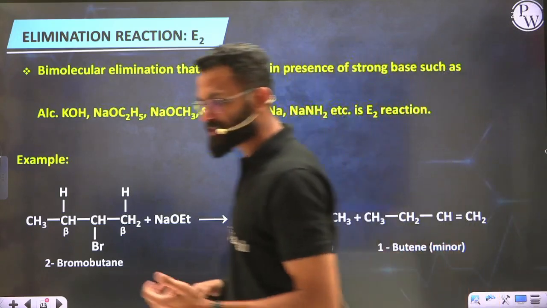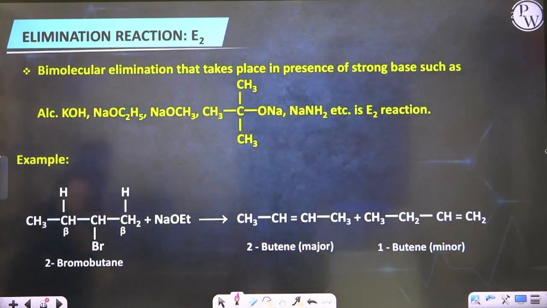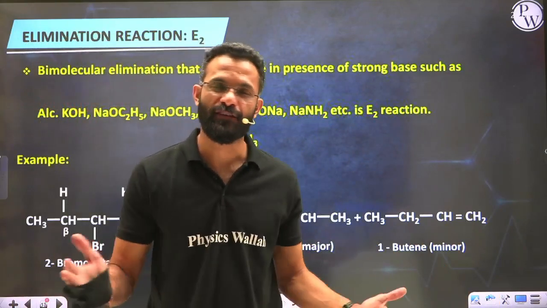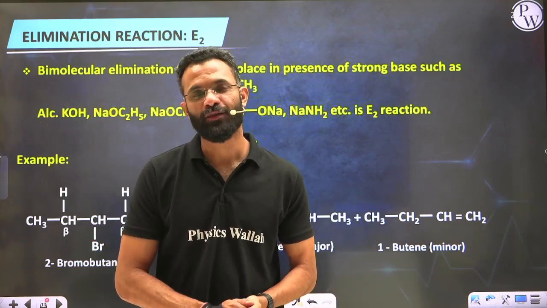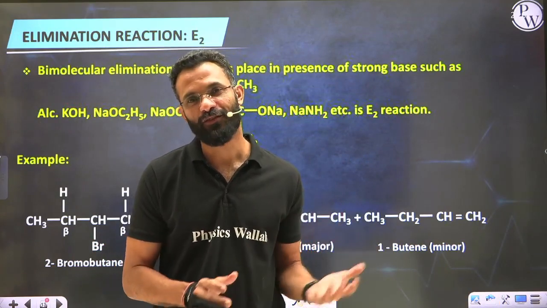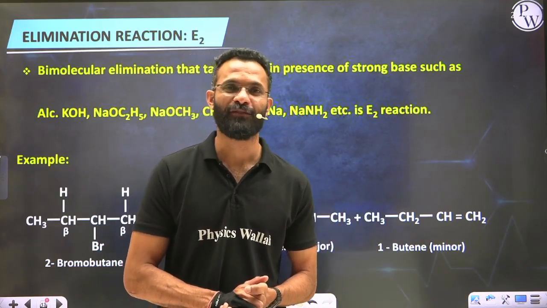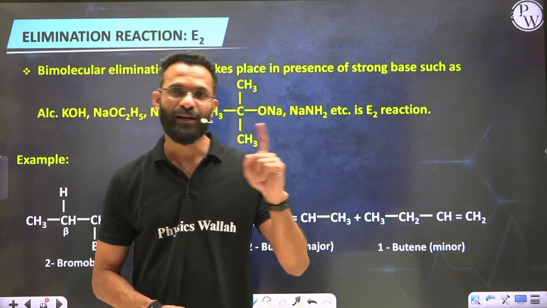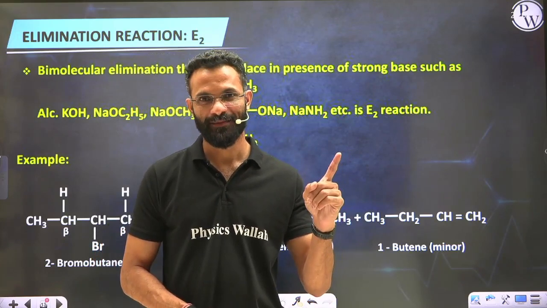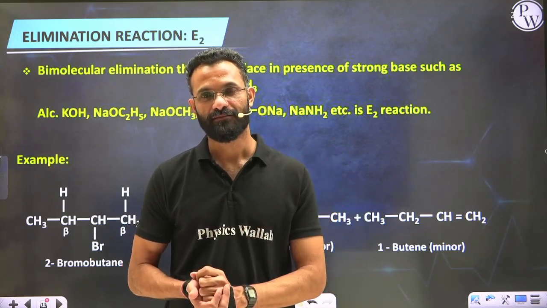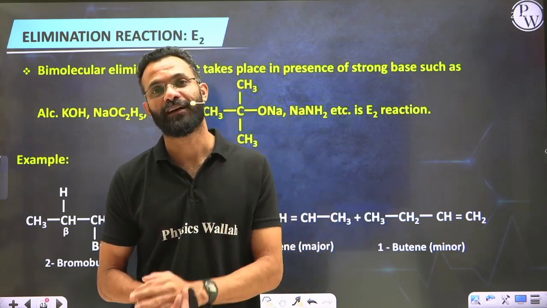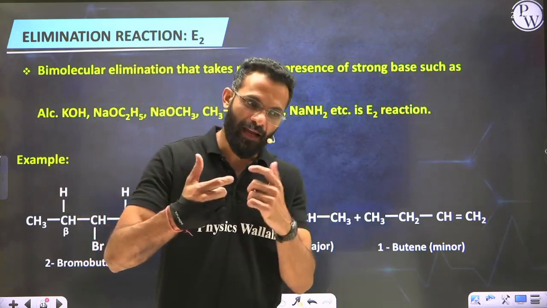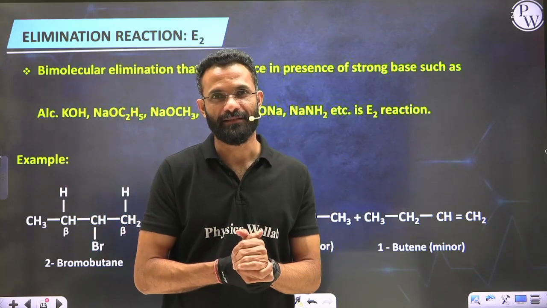Just like in the case of E1 reaction, we can have a reference of SN1, similarly, in order to learn the E2 reaction, we can have a reference of SN2. So what were the important features of SN2? SN2 was a one-step reaction mechanism, and the key feature was that it was a concerted reaction. Concerted meaning bond making and bond breaking take place simultaneously.